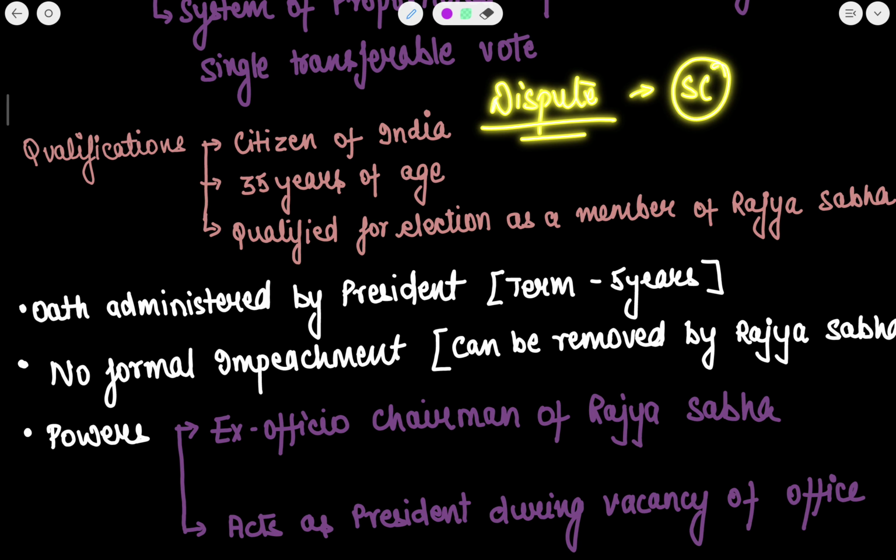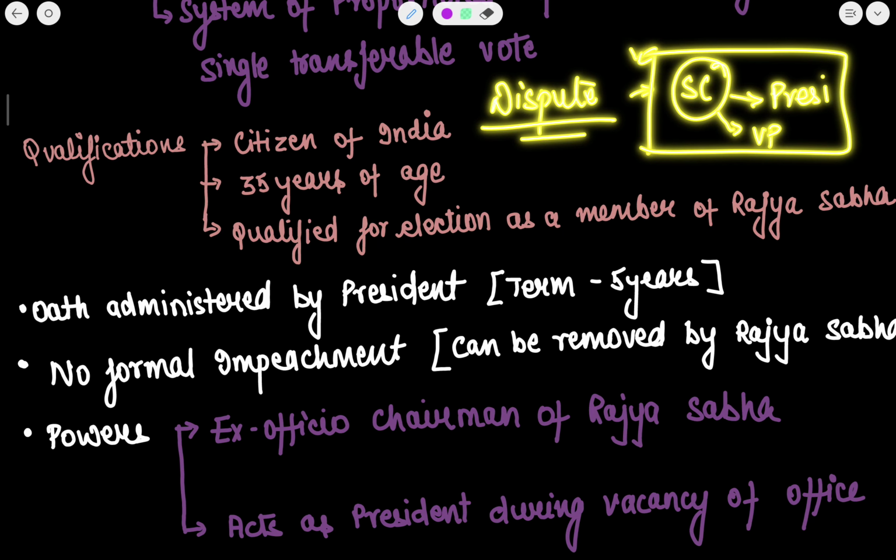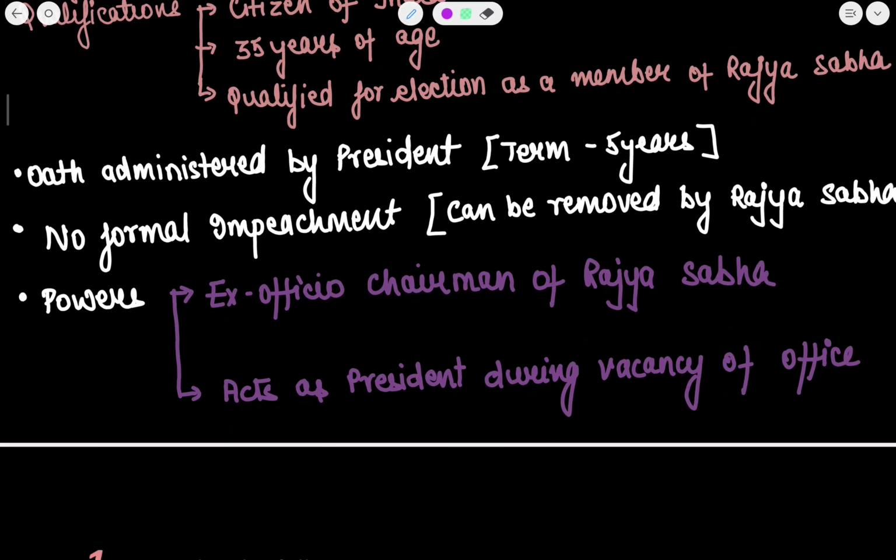There is a point here you need to note: the Supreme Court is responsible as the final authority regarding the election disputes of the president as well as the vice president. ठीक है. This is another important point. Now, what are the powers of the vice president?